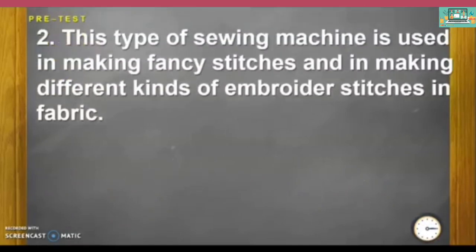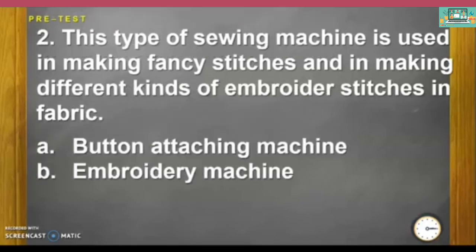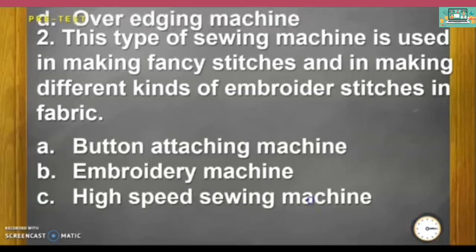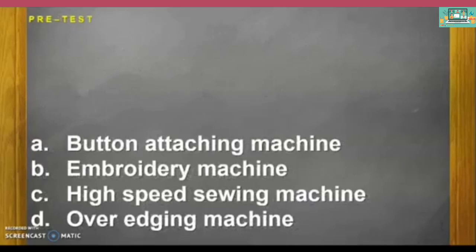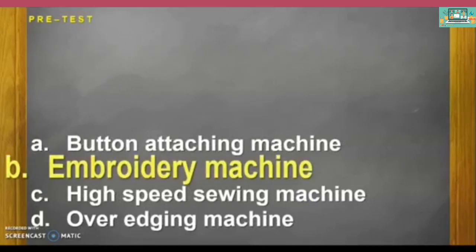Number 2. This type of sewing machine is used in making fancy stitches and in making different kinds of embroidered stitches in fabric. A. Button attaching machine, B. Embroidery machine, C. High-speed sewing machine, D. Over-edging machine. The correct answer is B. Embroidery machine.